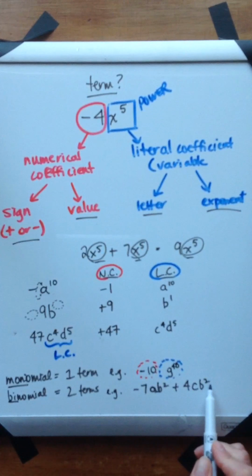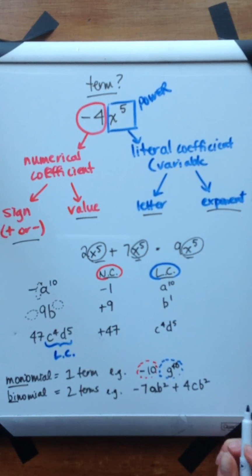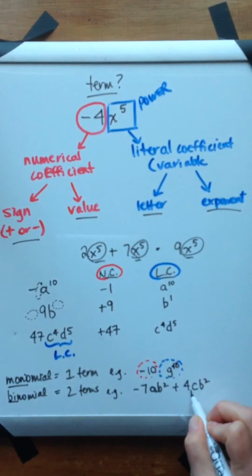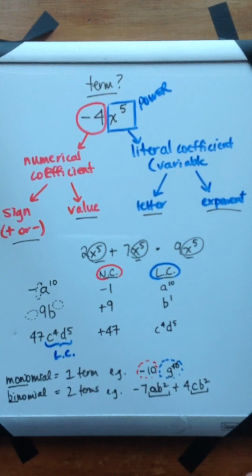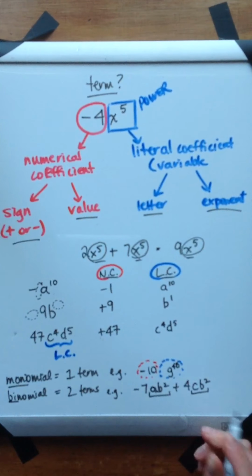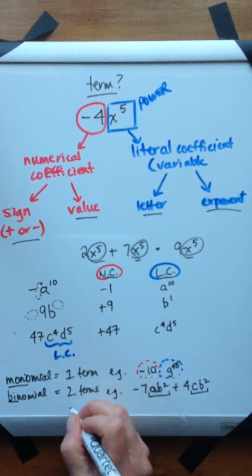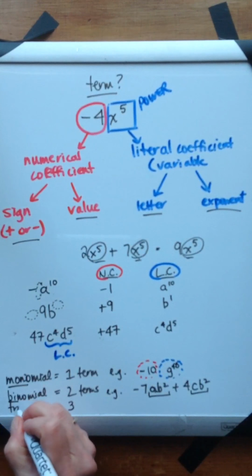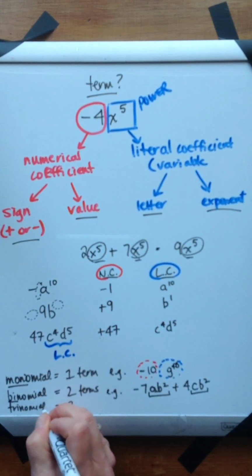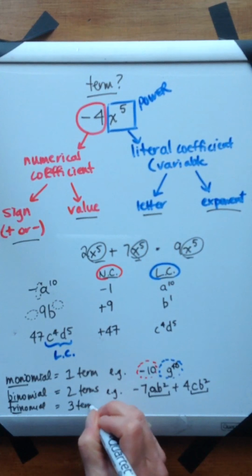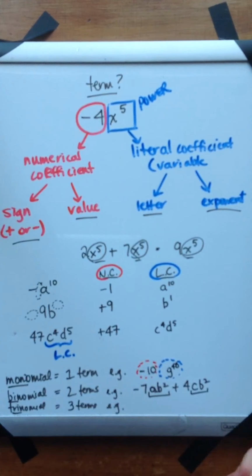Well, the b squared parts are the same, but in order for them to be like terms, these literal parts have to perfectly match. And since they don't perfectly match, that's not the same. Okay? A trinomial would be three terms. And so as long as the literal parts in all three terms are different, that's okay.